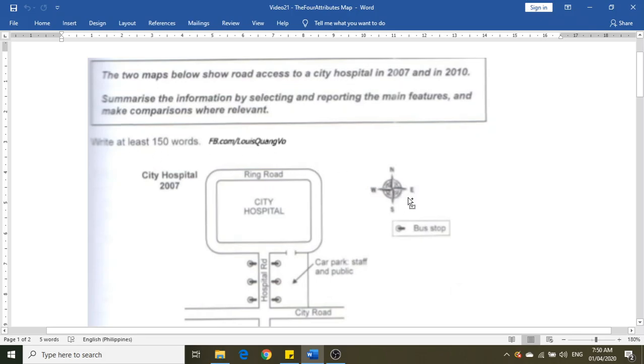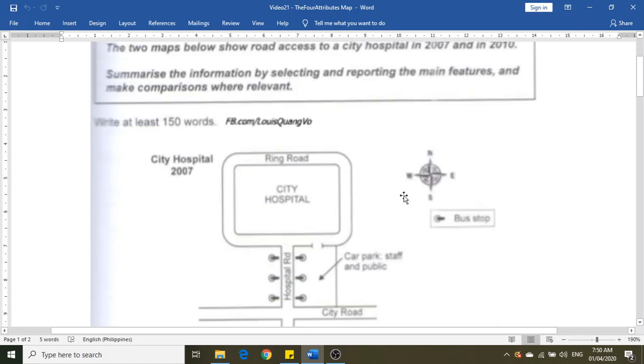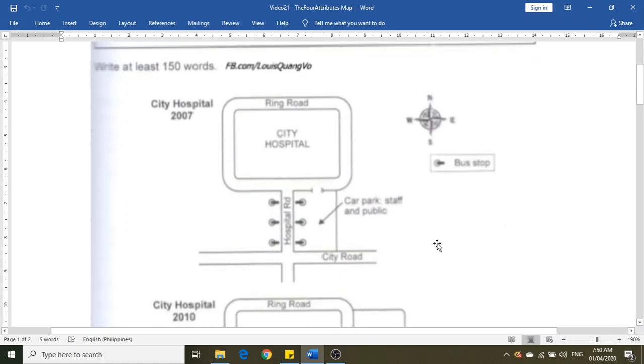So as we can see from the 2007 figures, you can see that the city hospital is right there in the middle, and it's surrounded by ring road. And then there's an access going to the hospital, which is what we call hospital road. And all around the hospital road are the bus stops, as indicated in the legend over here. And to get to hospital road, you'll have to traverse the main city road.